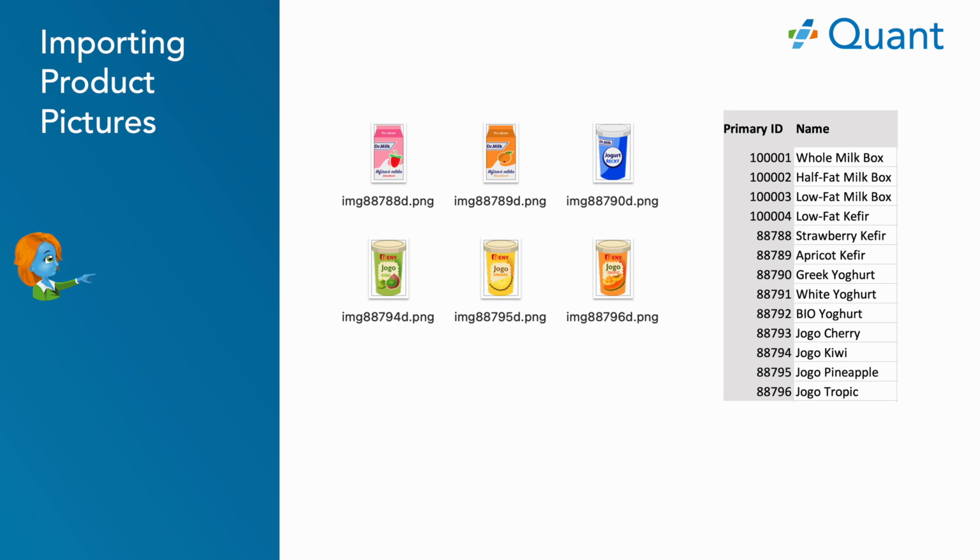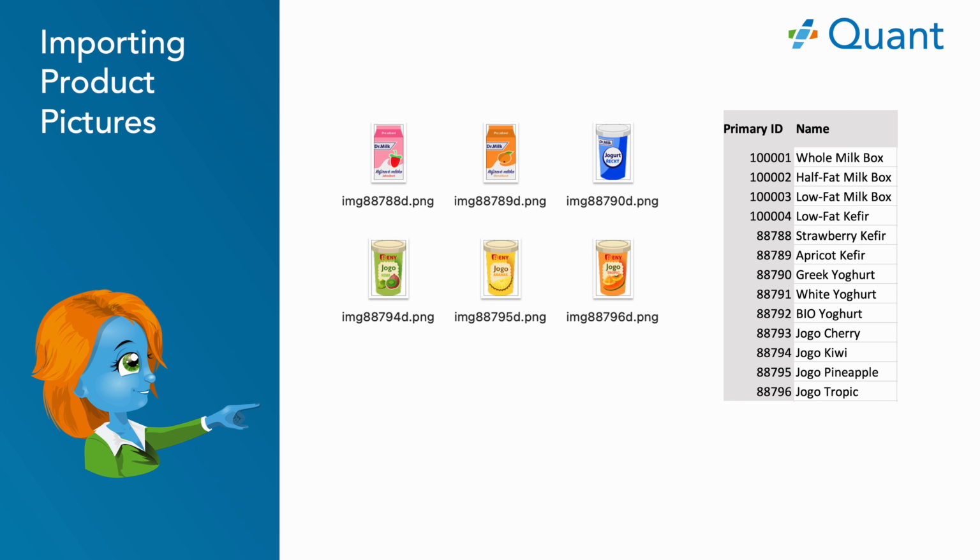Importing product pictures. To import the product pictures, it is important that some of the product attribute is present in the name of the picture. It can be, for example, the product ID, as in our case. It can include a suffix or prefix, as Quant can ignore them and match the picture with the correct product.